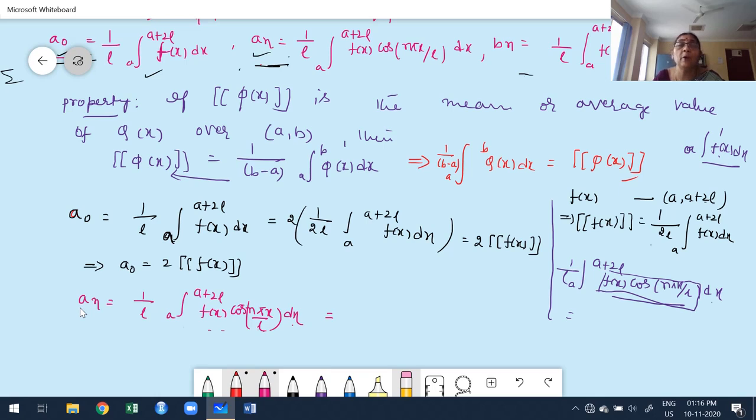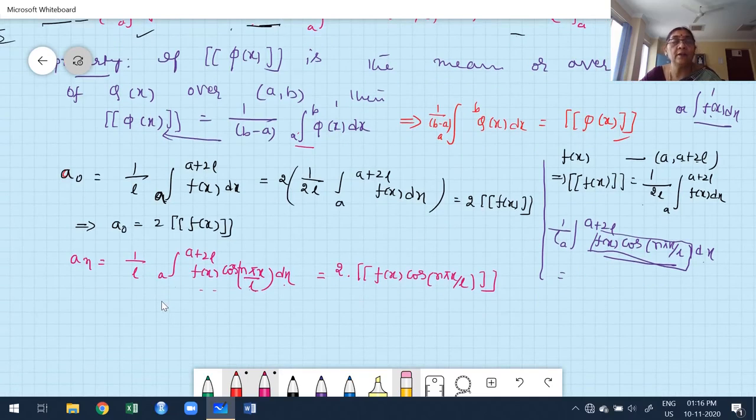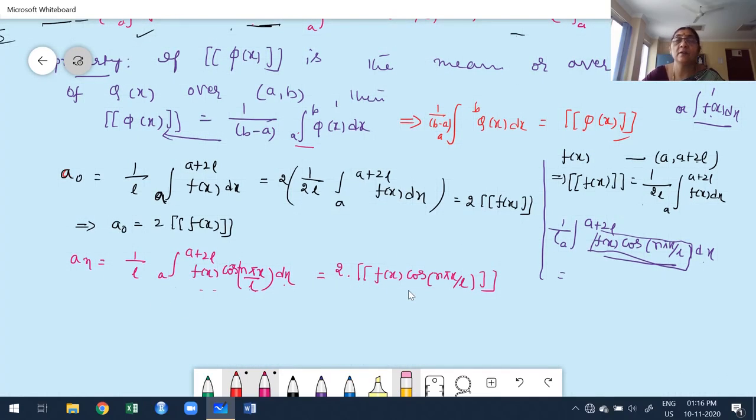From this property, what we get is to multiply and divide by 2. 1 by 2l into the integral from a to a plus 2l of f of x into cos of n pi x by l with respect to x is nothing but the mean of f of x into cos of n pi x by l. Okay, this is the formula for an. This is a way to convert an integral in terms of a summation.